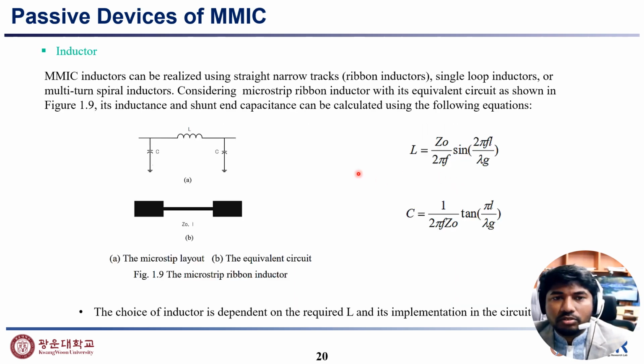And passive devices include inductors, as I mentioned before. An MMIC inductor can be realized using a straight narrow track, single loop inductor, or multi-turn spiral inductor, and consider a microstrip ribbon inductor with its equivalent circuit shown in the figure here. The inductance and shunt capacitance can be calculated using the following equation. You can see here the choice of inductor is dependent on the required L and its implementation in the circuit.